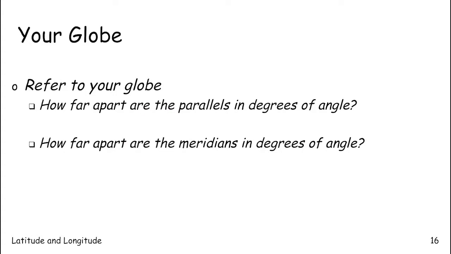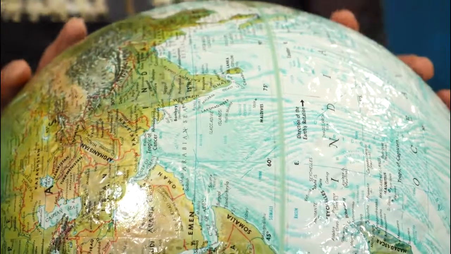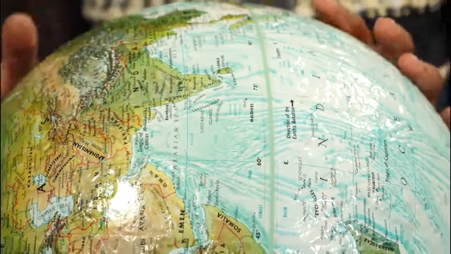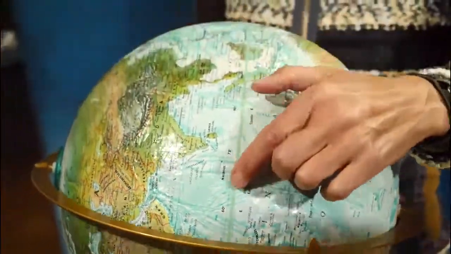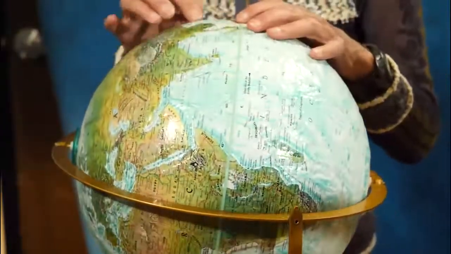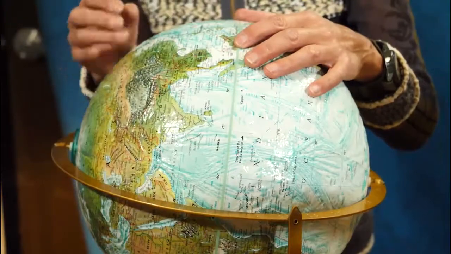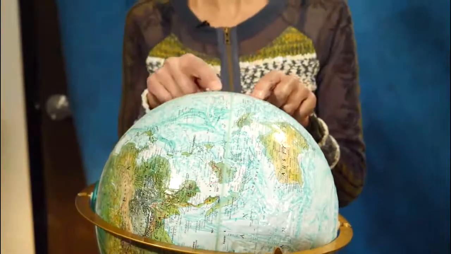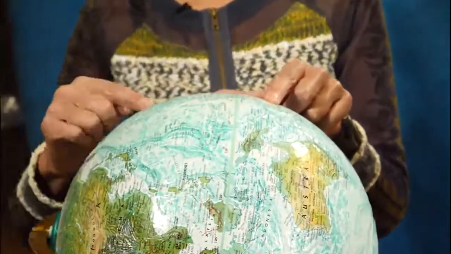So the next thing I'd like you to do is look at your own globe and tell me how far apart are the parallels in degrees of angle and how far apart are the meridians in degrees of angle. So your globe is going to look different from this globe, and the spacing of the parallels and meridians may be different, so you'll have to determine that. So for this particular globe, I'm going to start with the equator in the middle, and then I'm going to find an area where I see the latitude numbers. So here, along the international dateline, usually I have the latitude numbers marked on each of the parallels.